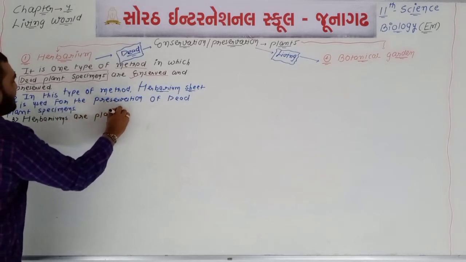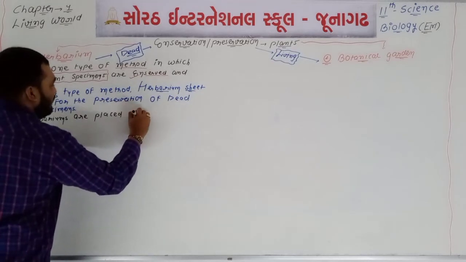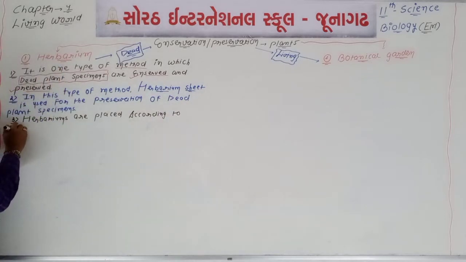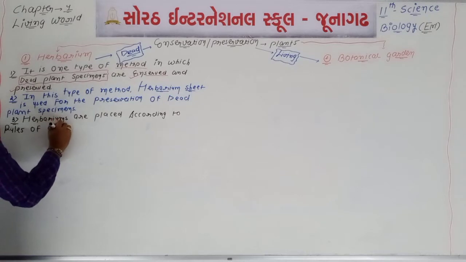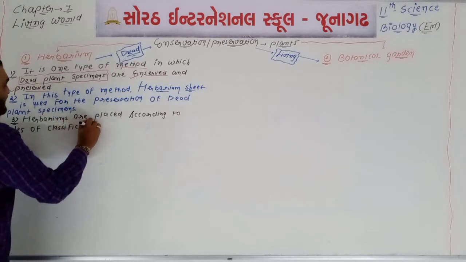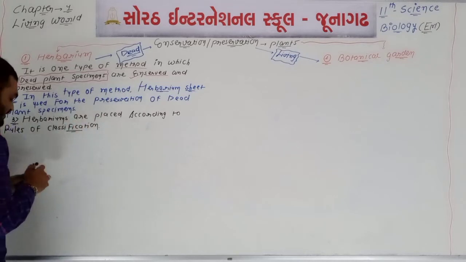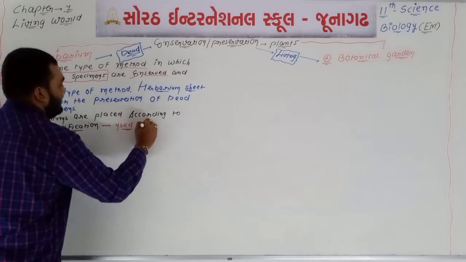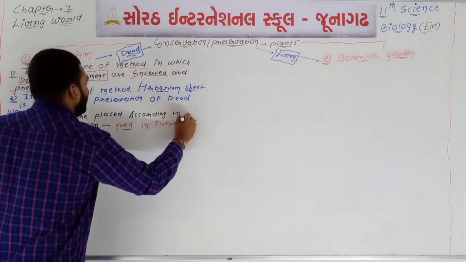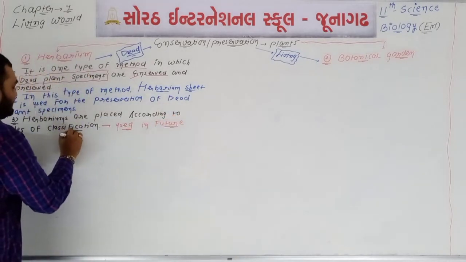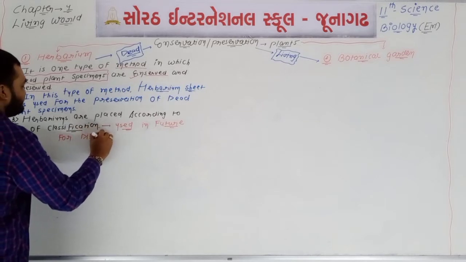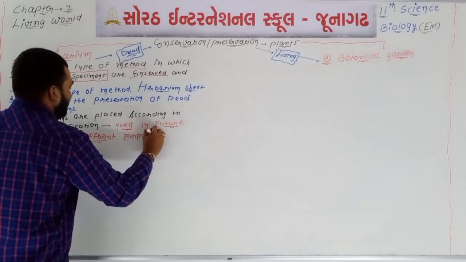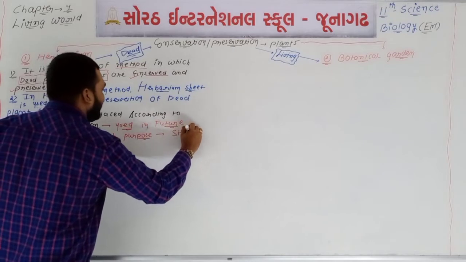Okay, point number 3, we can say that after finishing this herbarium, all herbariums are placed according to the rules of classification, and which will be used in future for various types of purposes. Like for example, you can say that for the purpose of study.